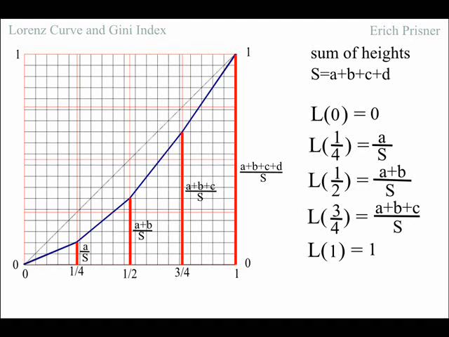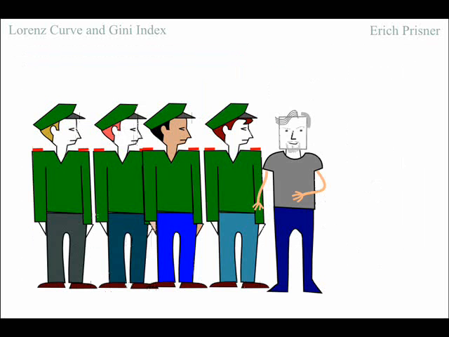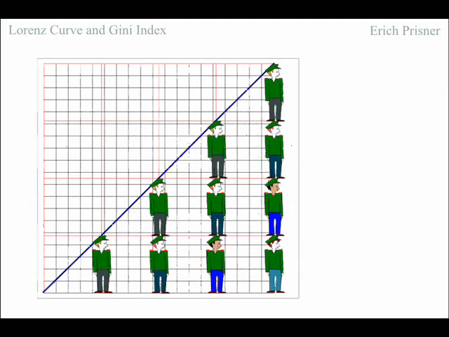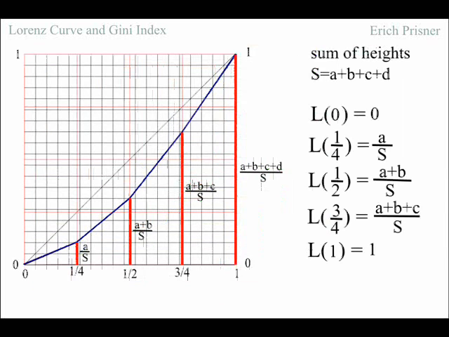Note that all the points x, L of x must be on or below the diagonal, since it is impossible that the sum of the heights of the shortest quarter is larger than a quarter of the total, and so on. Only if all four persons would have the same height, these points would sit on the diagonal. The more they are below the diagonal, the more unequal the distribution is.